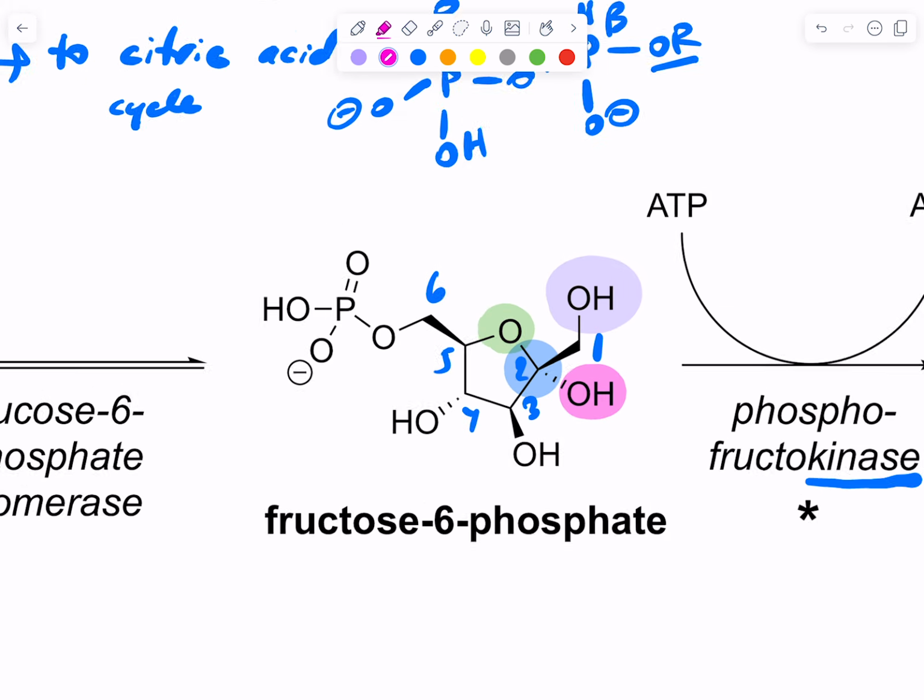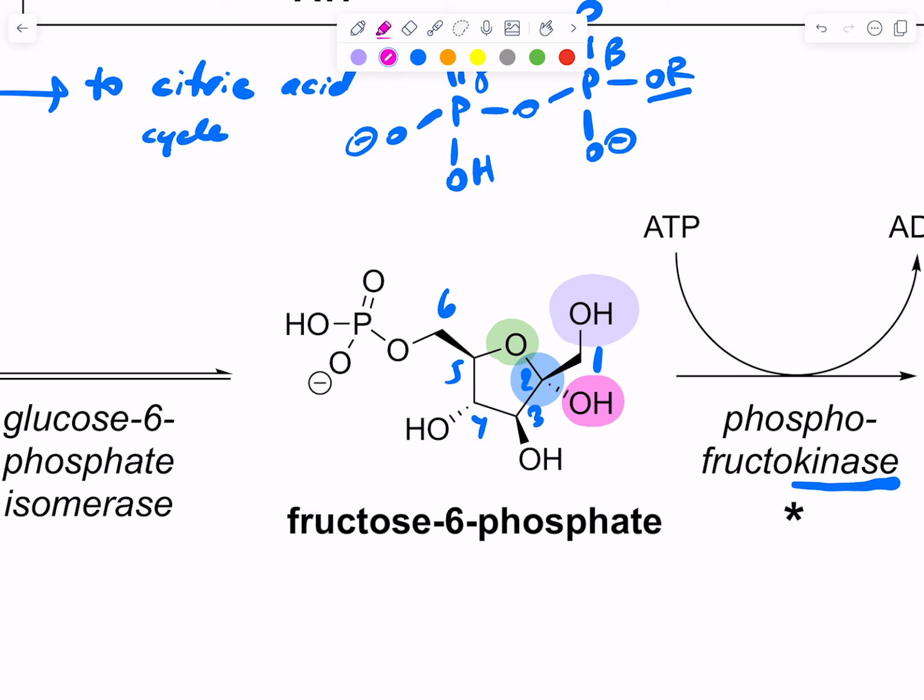Bonus question, which anomer of fructose did I draw there? Is that the alpha or the beta anomer? Oh, it's alpha because its OH is trans to the hydroxymethyl group on C5. So I happen to have drawn the alpha anomer there. But okay.